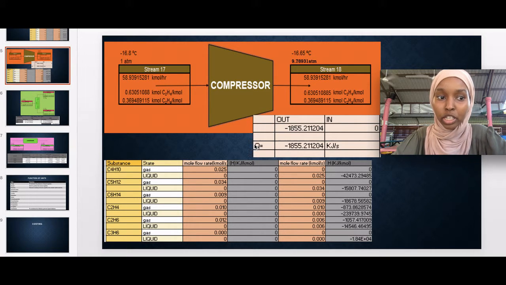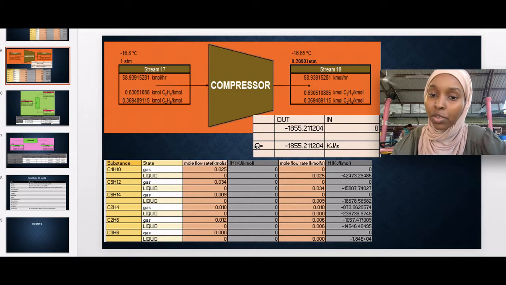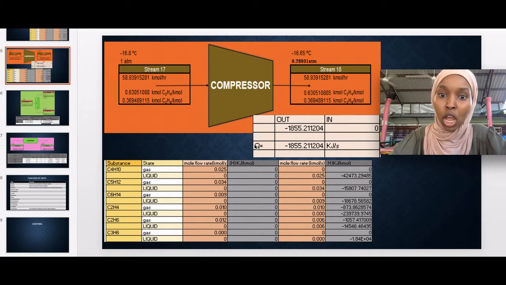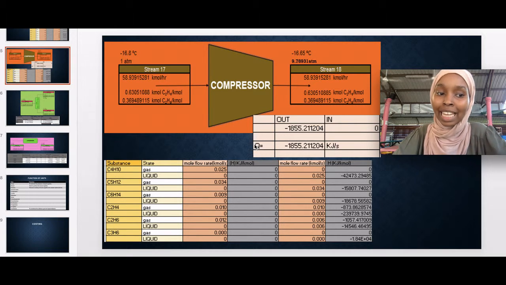The inlet stream of the compressor comes from the deethanizer, the unit before. The compressor's function is to increase the pressure from the inlet pressure to 9.789318 atmospheres at the outlet. After that, we can calculate the enthalpy changes associated with the pressure change and the slight increase of the temperature in the outlet, and then we calculate the heat transfer, and it turned out the heat transfer is negative 1855.211204 kilojoule per second.